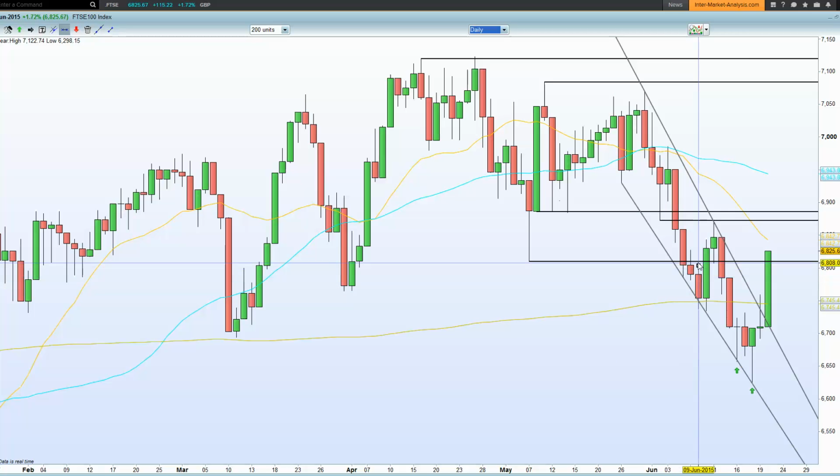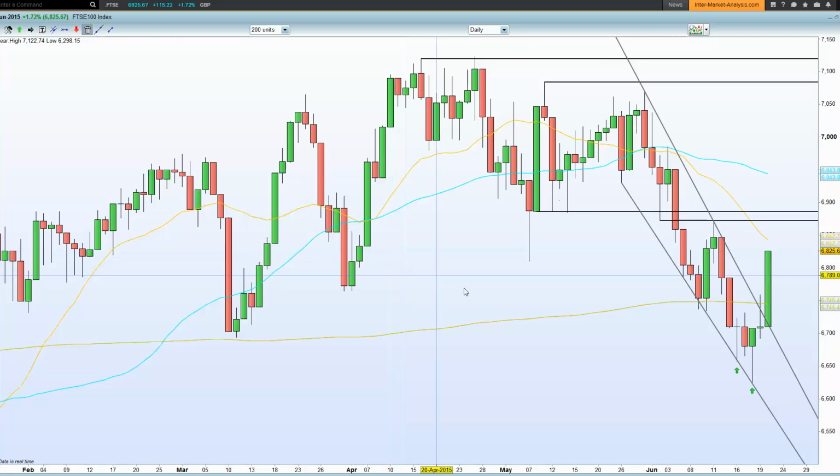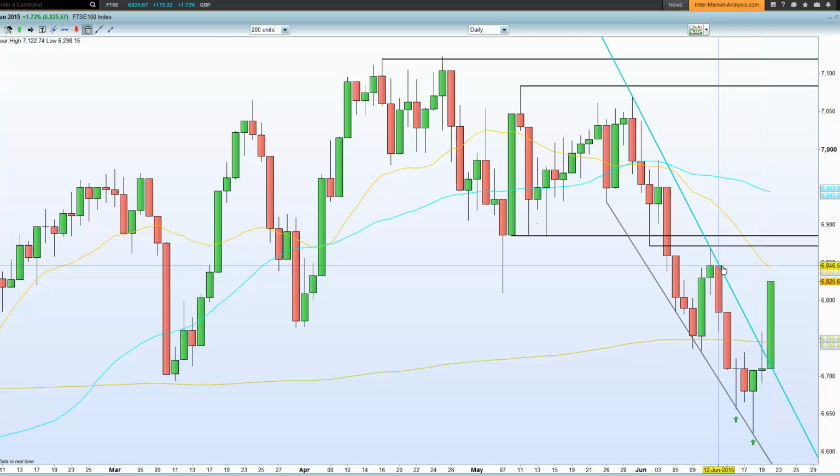Now we've had the breakout north up to this 6810, previous support equals resistance, that wasn't respected, so therefore I discard that. Okay, and the next potential resistance levels will be 6850 and then 6870.